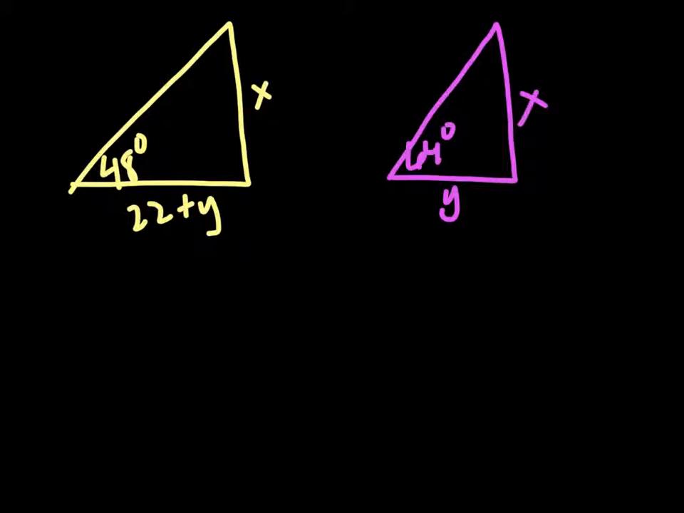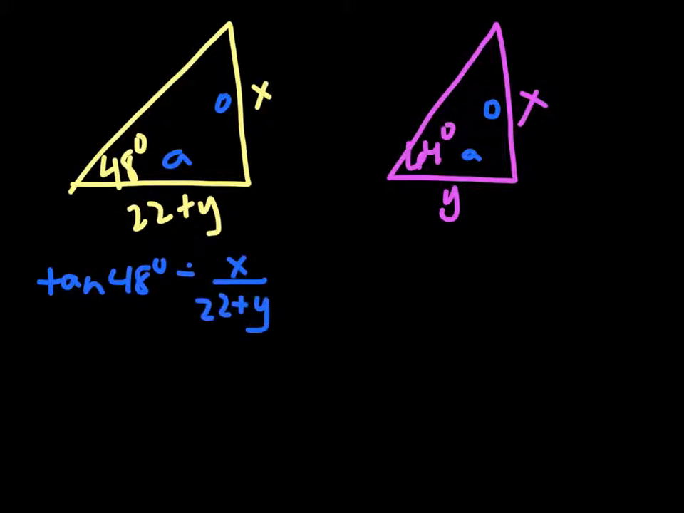If I set up trig functions for these, this is opposite over adjacent, opposite over adjacent. They're both going to be tangent. Tangent of 48 degrees is my opposite over my adjacent. My tangent of 64 is my opposite over my adjacent. Now, if we're trying to find x, you could solve for y, but this gets kind of messy. So I'm just going to solve for x right now, because I can easily get x by itself in each one, and then set them equal.